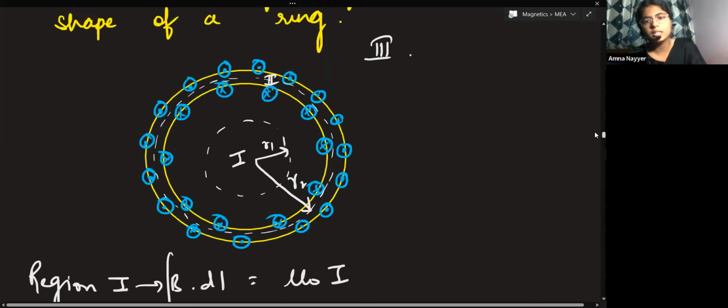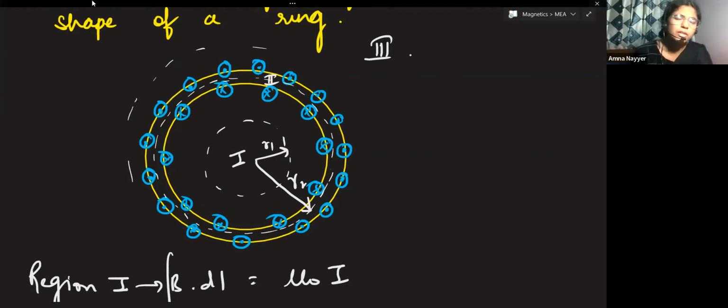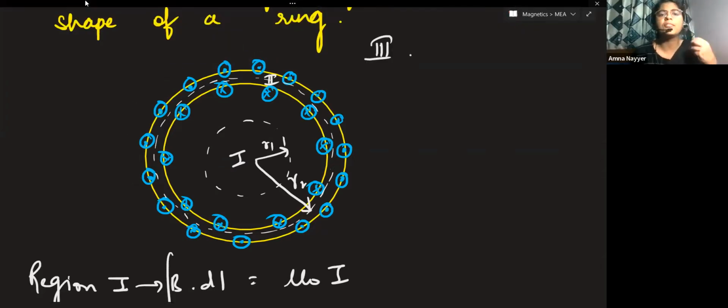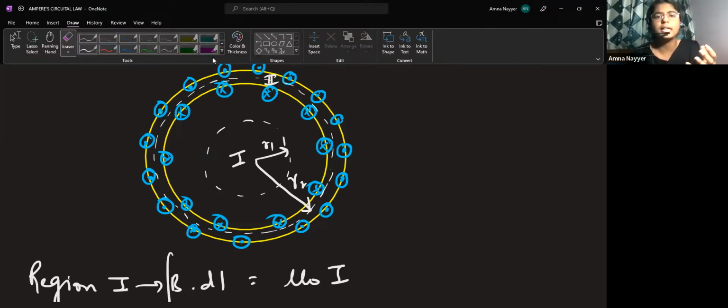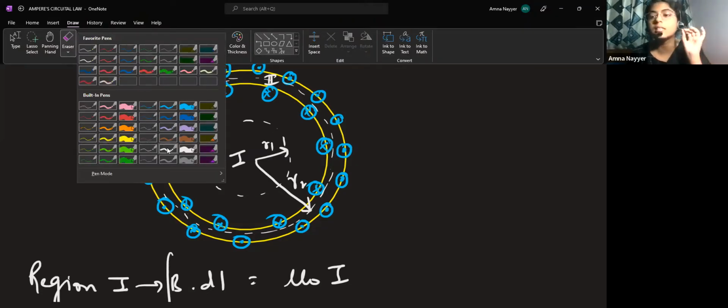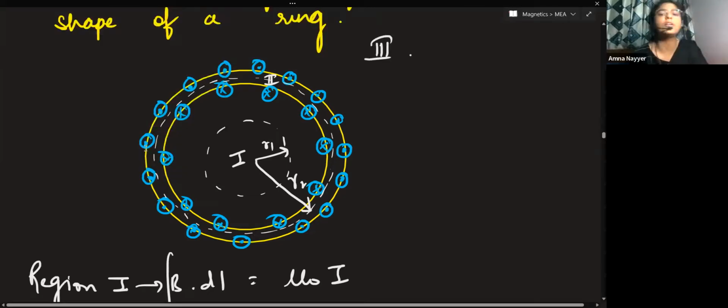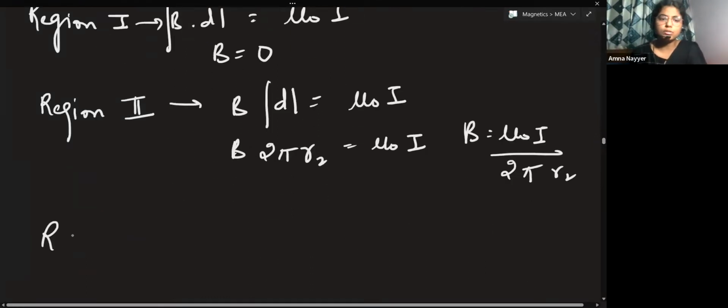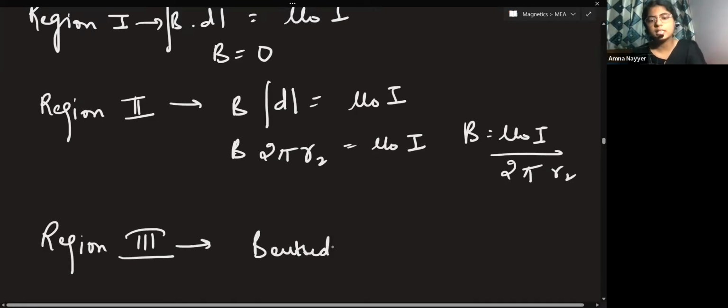Now we have the third region, which is lying outside. Actually, we don't even need to choose an Amperian loop. Directly you can say the magnetic field outside the solenoid is 0. So the magnetic field outside the toroid is also 0. No need to even choose the Amperian loop; directly write it as 0 in your derivations in your exam. So in region 3, the magnetic field outside is 0.